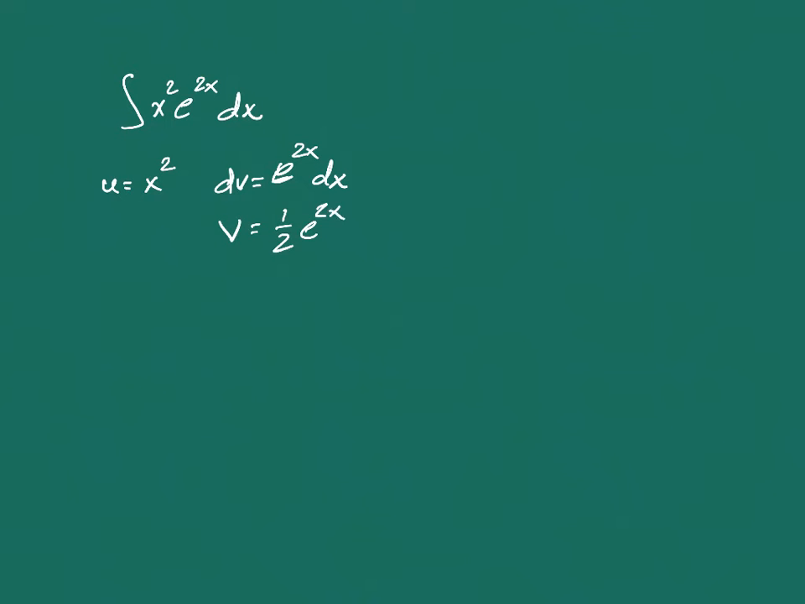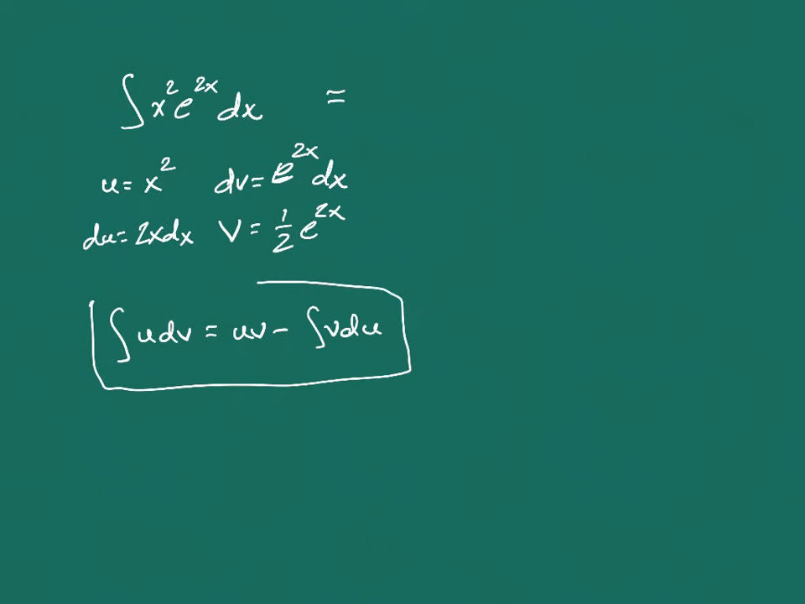And so what we have is the integral of x squared e to the 2x dx. We've said u was going to be x squared, dv was going to be e to the 2x dx, v was 1/2 e to the 2x, and du was going to be 2x dx. So with our integration by parts formula, we had the integral of u dv equal to u times v minus the integral of v du. So that's our integration by parts formula.